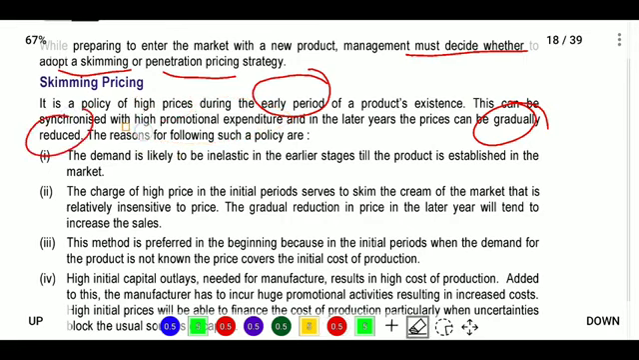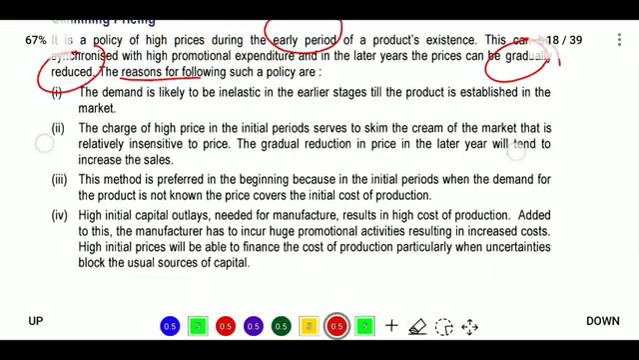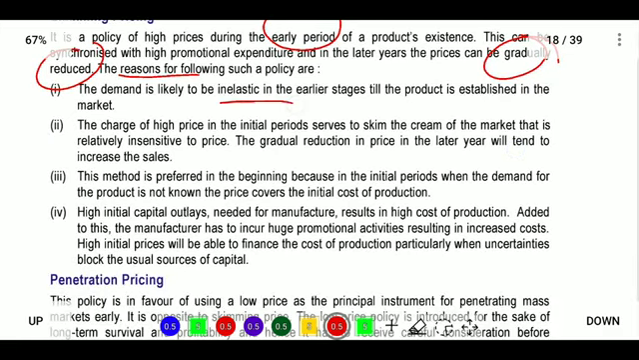What is the reason for such a policy? Demand is likely to be inelastic in the earlier stages while the product is being established in the market. The charge of a high price in the initial period serves to skim the cream of the market that is relatively insensitive to prices. The gradual reduction in the price in later years will tend to increase sales. This method is preferred in the beginning because in the initial period the demand for the product is not known. The price covers the initial cost of production. We cover the cost of production where no customer knows what the price should be, so we decide based on our cost of production.